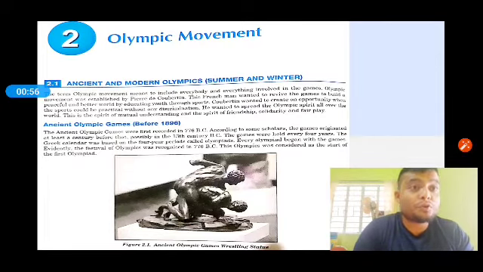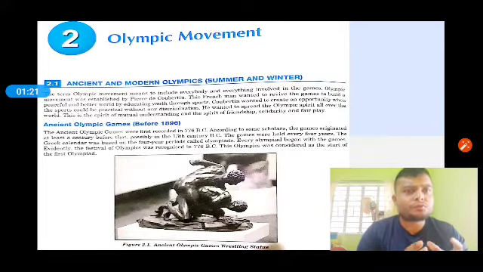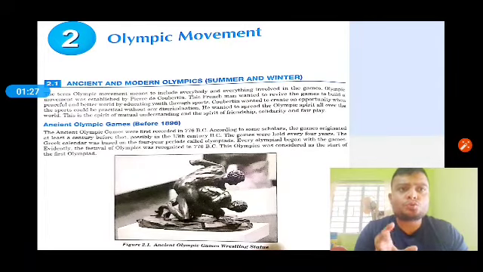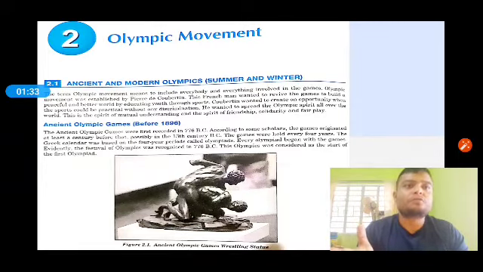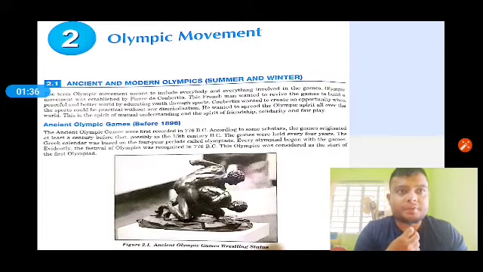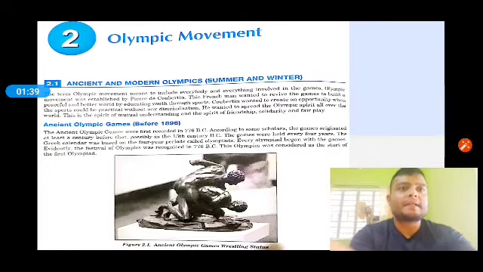So you must know some of the Olympic winners. Even our country has many Olympic winners like PV Sindhu. Now let's see. The Olympic movement was established by Pierre de Coubertin. He was a Frenchman and he wanted to revive the games to build a peaceful and better world by educating the youth through sports. He wanted to spread the Olympic spirit all over the world. This is the spirit of mutual understanding, friendship, solidarity and fair play.